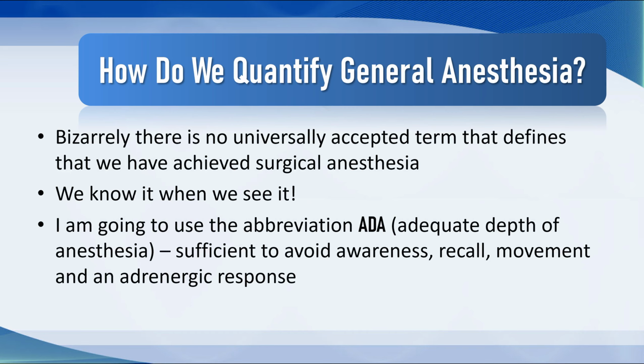Bizarrely though, in this day and age, we have no universally agreed method or definition to quantify general anesthesia. We know it when we see it, but I am going to use an abbreviation, ADA, adequate depth of anesthesia. That is sufficient inhalational agents or intravenous agents delivered to the patient to avoid awareness, recall, movement, and an adrenergic response. Now, because this particular series is on vapors and gases, I am going to focus on general anesthetic via the inhalational route.